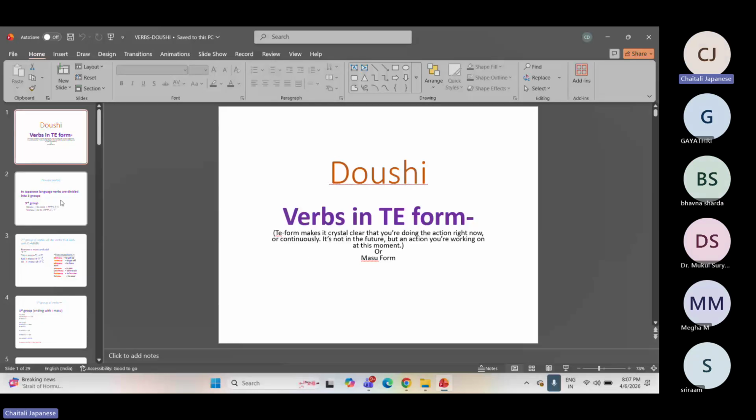You are going to look at the PPT which I have shared with you on your students portal. Okay. Now, one thing you have to keep in your mind is that changing verbs into any format or any pattern is not changing the core meaning of your verb. For example, if I am changing tabemasu to tabete, it means to eat only. Tabete is not changing the meaning of the verb. Are we clear, everybody? Okay.